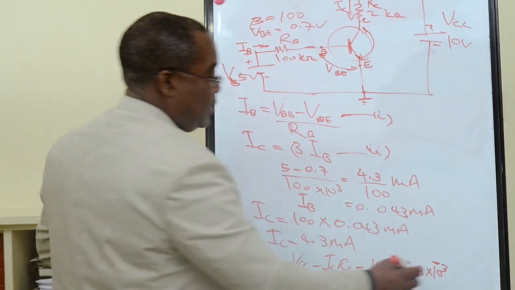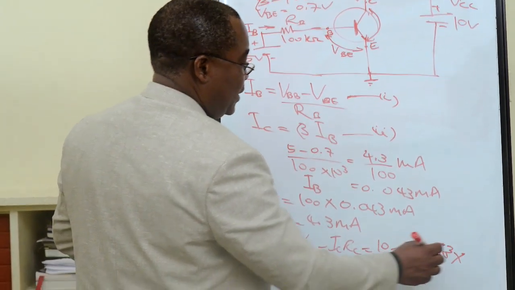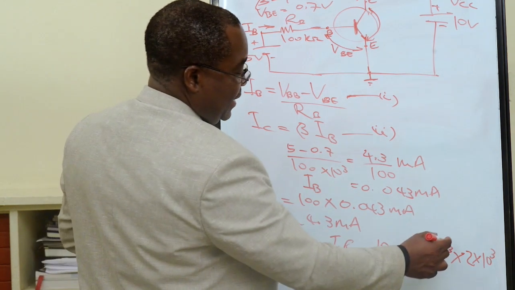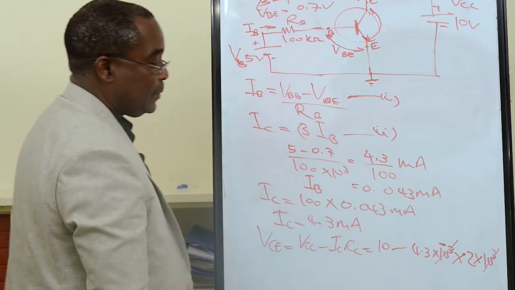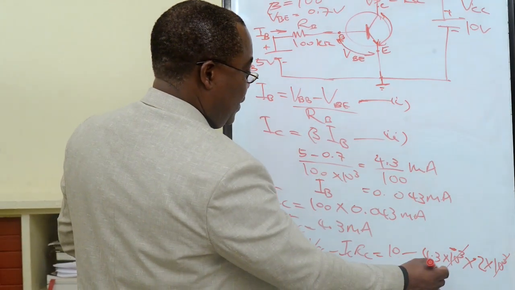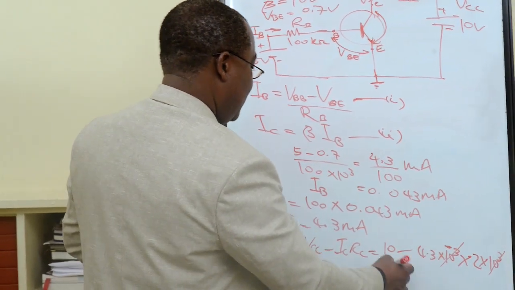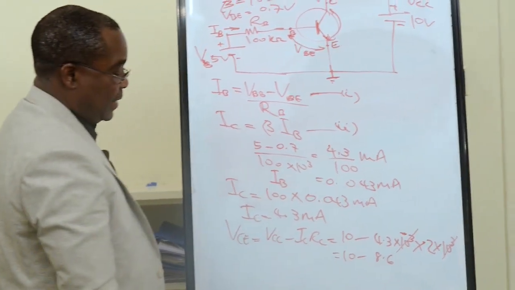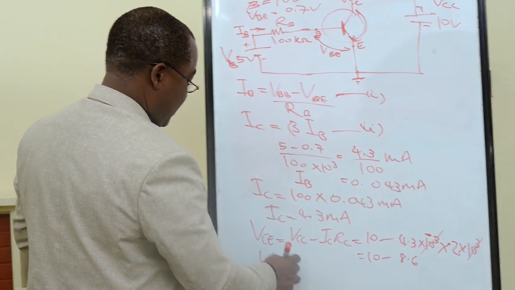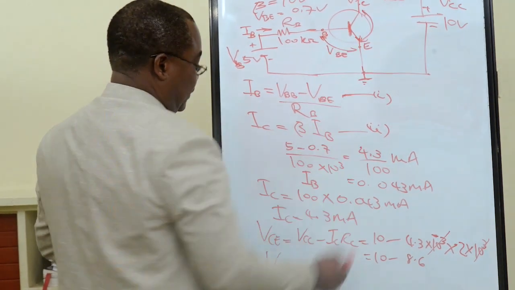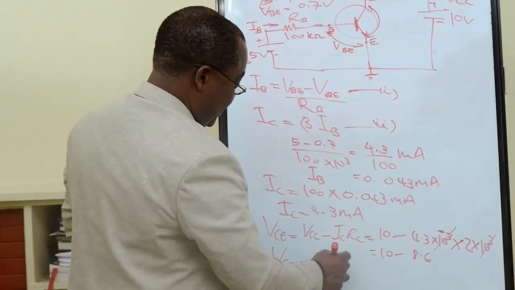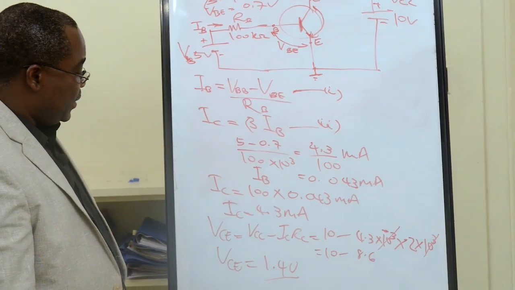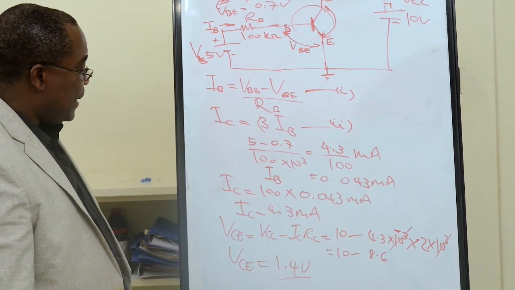Our RC is 2 kilo ohms, so it times our RC, which is 2 times 10 to the power 3, because it is kilo ohms. So these cancel. 4.3 times 2, we'll have 10 minus 8.6. Therefore, our VCE voltage here will be 1.4 volts. This is our VCE.